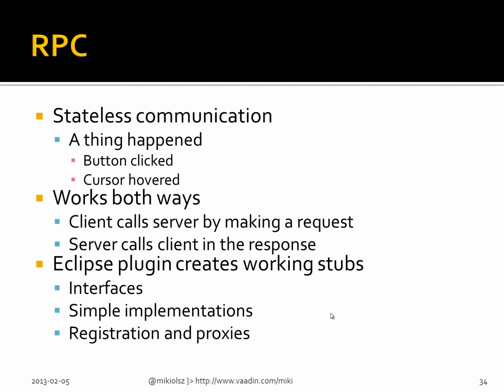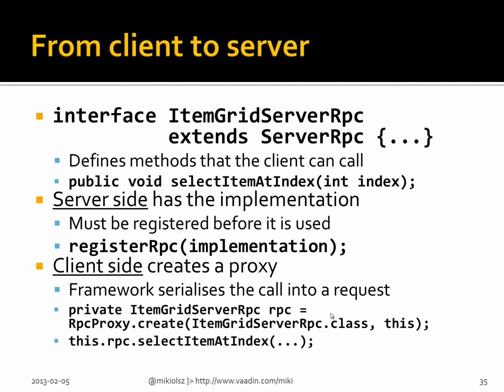The Vaadin Eclipse plugin creates working stubs, so if you generate your own widget with the plugin, you get code that actually works, and you can trace what happens where, why and how. What we have from client to server is the server RPC interface, which we extend in our own interface and define the methods that the client can call. For example, our server allows a method called selectItemAtIndex. So the client can just call the server: hey, this is the item I want to have selected.